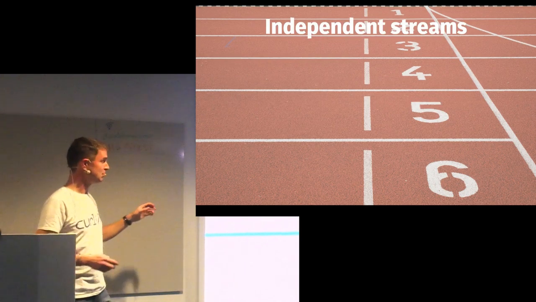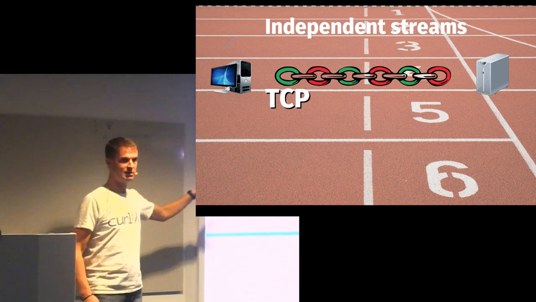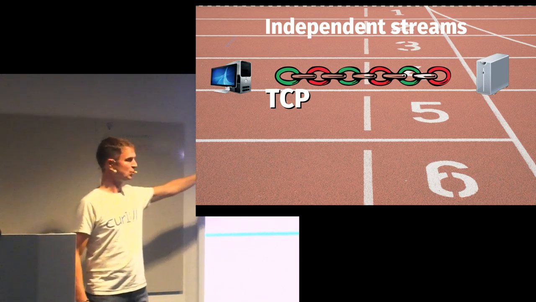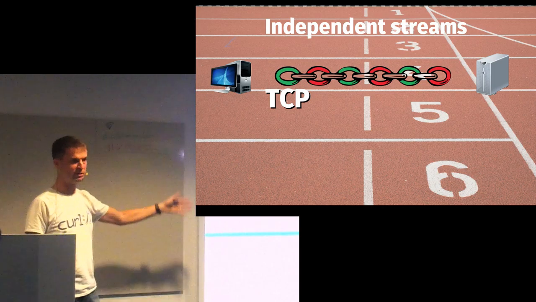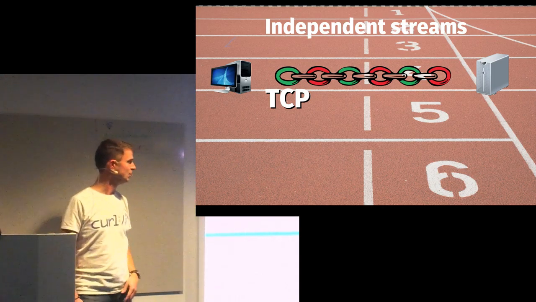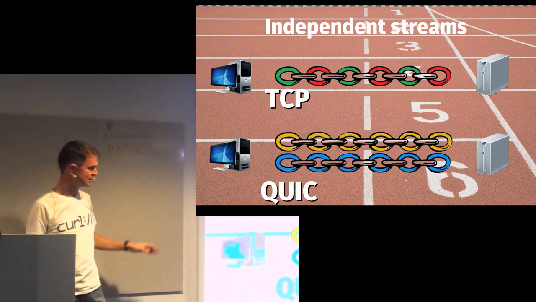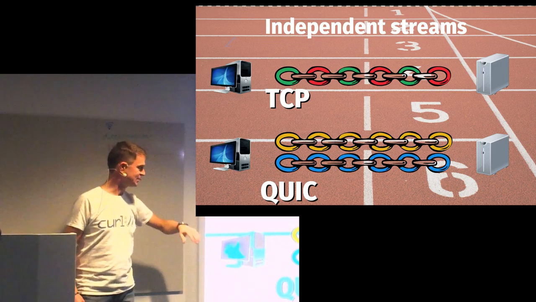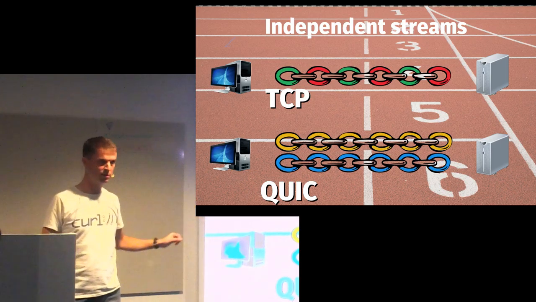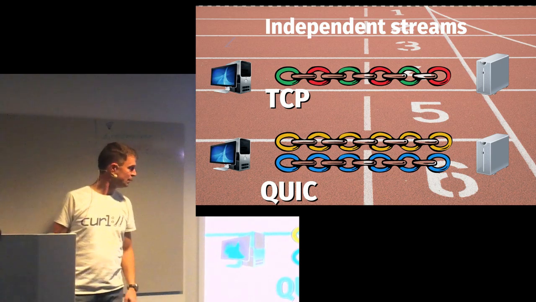So with independent streams, just to get an image for this: with TCP, when we send many streams over the same connection, we send the green and the red one here. When we lose a green one in the middle, the red one has to wait until the green one appears, and then everything can continue. But with QUIC, they truly appear to both ends as two different chains. It doesn't matter if we lose a few blue ones; the yellow one will continue, and the blue one will continue when the blue packets reappear.